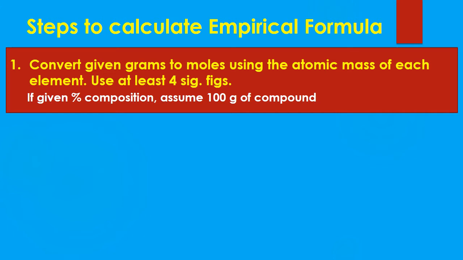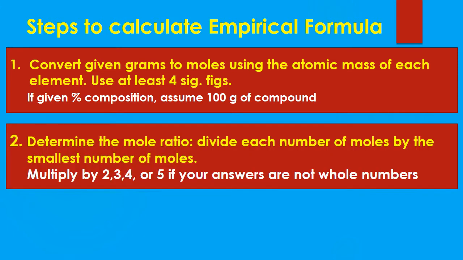Now, if you're given percent composition, we're going to assume it's 100 grams of the compound. Why can we assume it's 100 grams of the compound? We can do that because a percent is out of 100. So if you're told the percentage of something is 25%, that means out of 100 grams, you have 25 grams of that element in the compound.